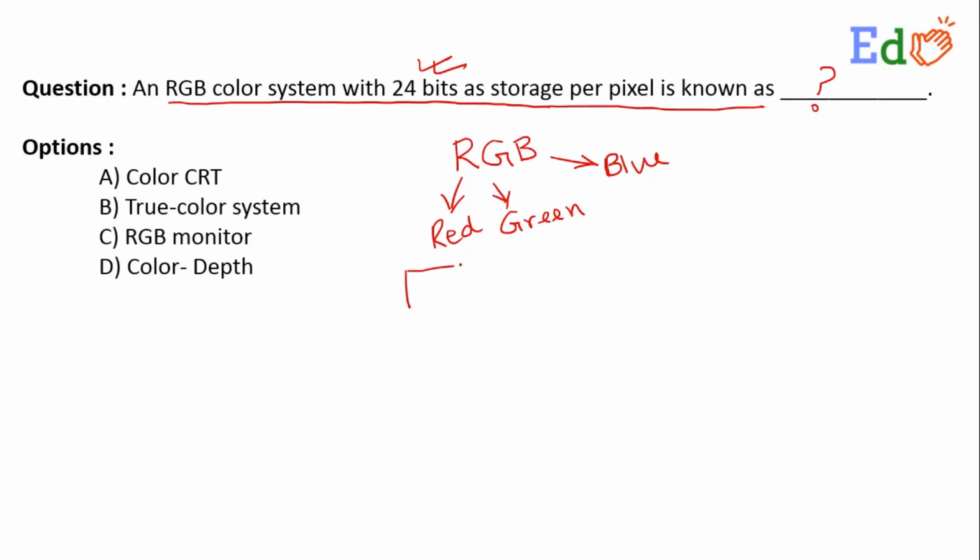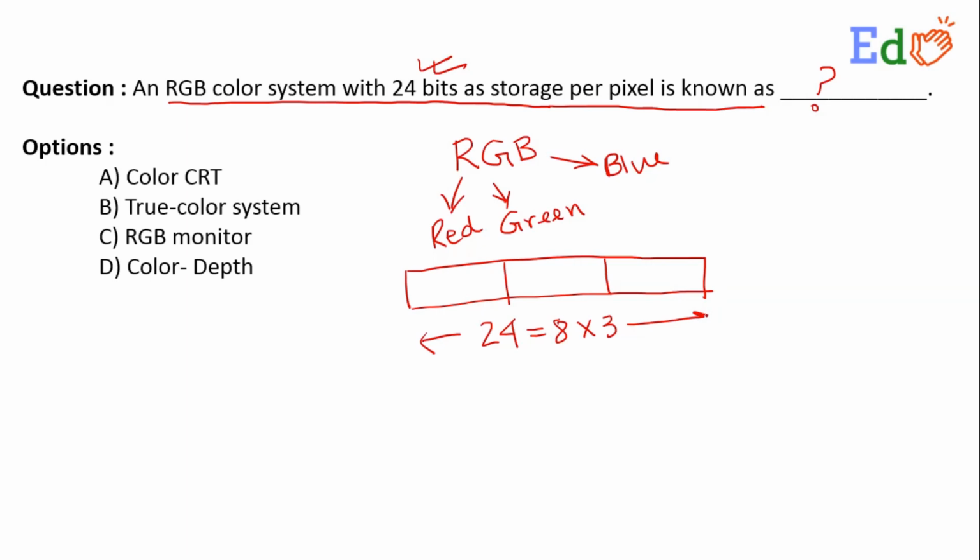Now how will this 24 bits of storage be there? Actually, this 24 bits of storage will be divided into 3 8-bit components. So one will be storing the bit information for the red color. The next 8 bits will be storing the bit information for the green color, and the blue color will be having 8 bits here. So in total we are having 24 bits, which is nothing but 8 bits into 3. In this way the 24 bits of information will be there per pixel.